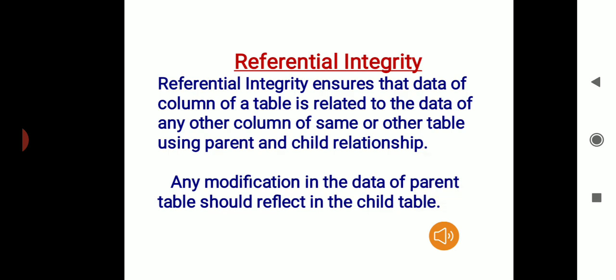The next data integrity is referential integrity. Referential integrity ensures that data of the column of a table is related to the data of any other column of the same or another table using a parent and child relationship. Any modification in the data of the parent table should reflect in the child table. Referential integrity makes use of a foreign key for relating different tables, and I will be explaining this concept clearly in the next slide.